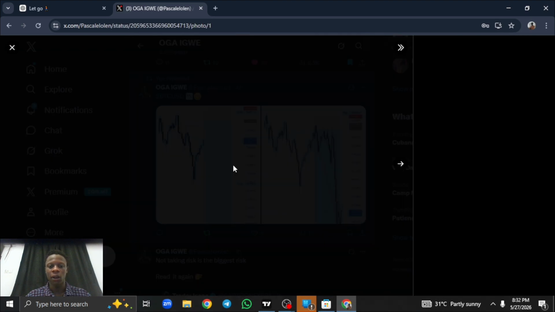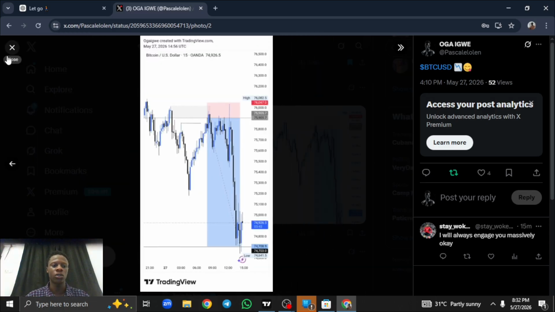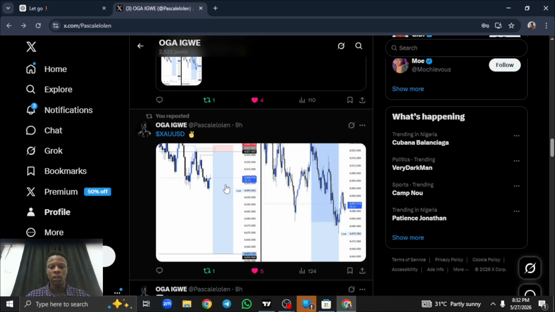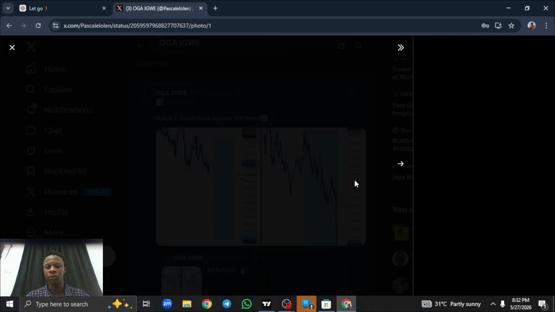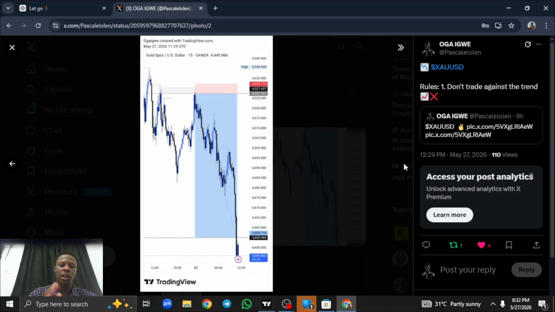This was the BTC I also caught using my phone analysis. This is the BTC I also caught. And this is the gold right here. I used my analysis and I got a clean play.